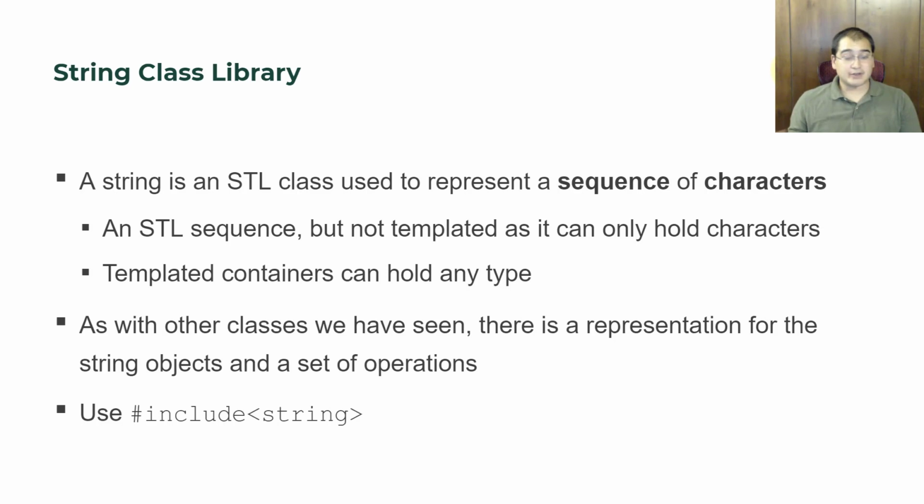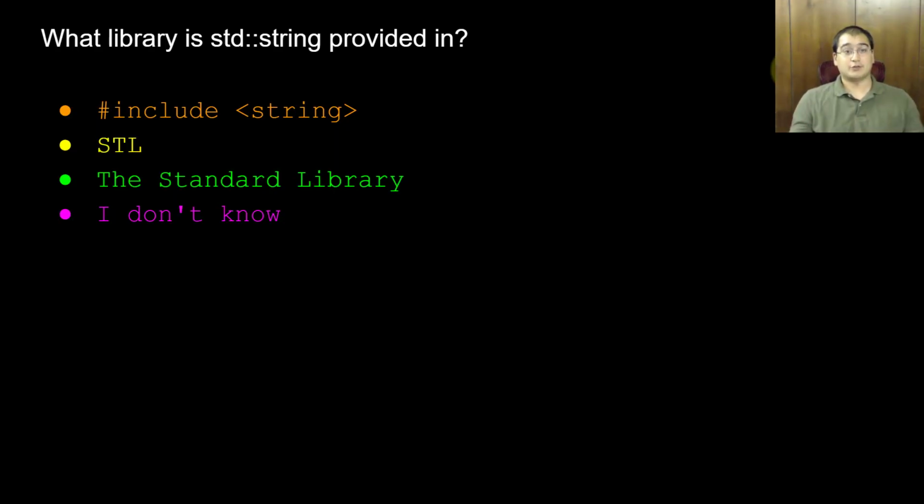The other thing to note is, unlike the fundamental types, string is not part of the C++ standard. It's part of the standard template library. Meaning, if you want to use strings, you need to include the string standard template library by saying include brackets string. All right, so what library is the standard template library string provided in?